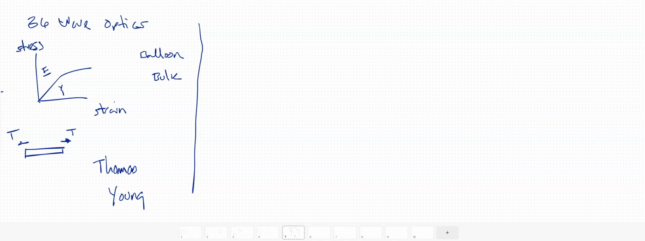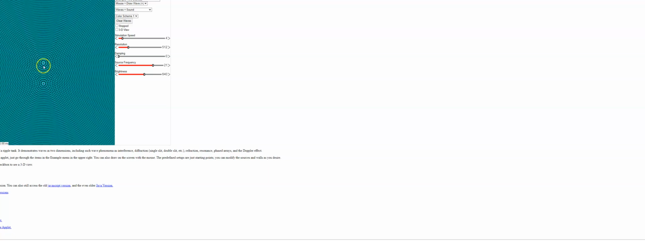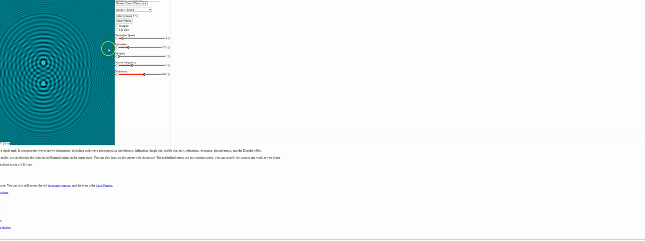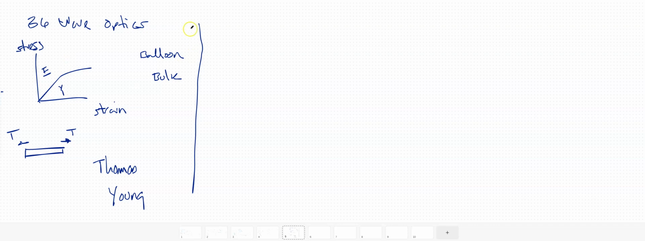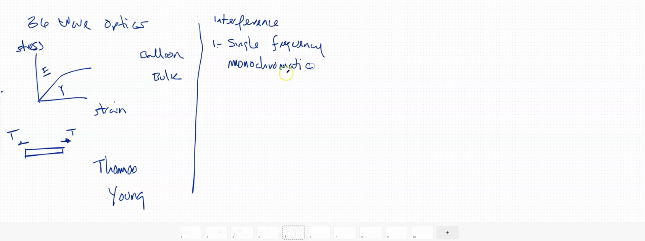We saw that with sound it's easy. All you need is two speakers, and then you get your interference. But with light it's a lot harder, because if you want interference, what do you need? You need a few things. Number one, you need a single frequency or a single wavelength. In light, this means a single color, or monochromatic light. So light of the same color.